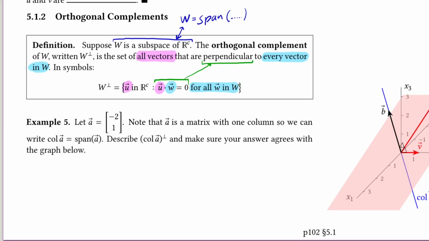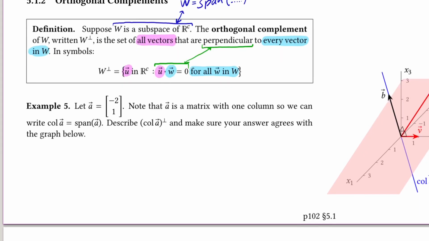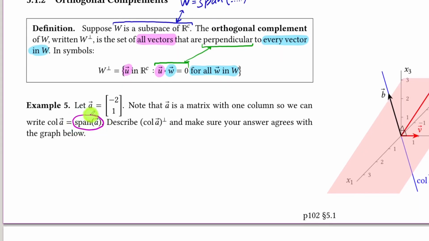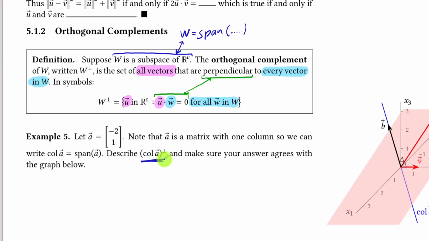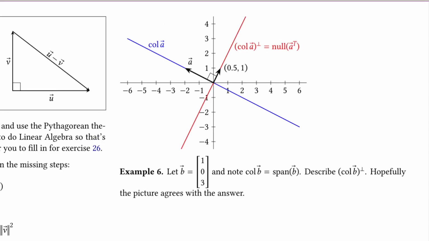Now let's look at an example of that here. This says A is the vector with components negative 2, 1, which is a matrix with one column. So if you just get the span of that column, the set of all linear combinations of A, that's the same thing as the column space of A as a matrix. Let's describe the orthogonal complement of the column space of A and make sure your answer agrees with this graph over here.